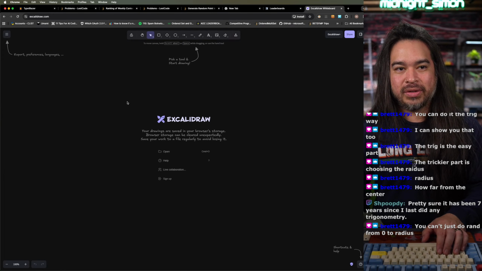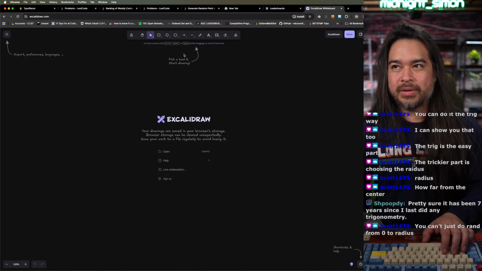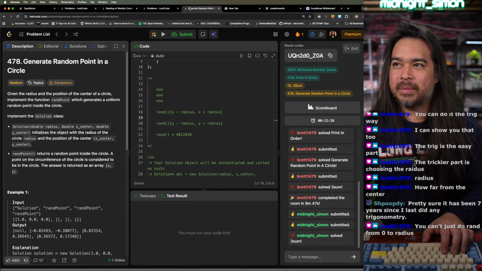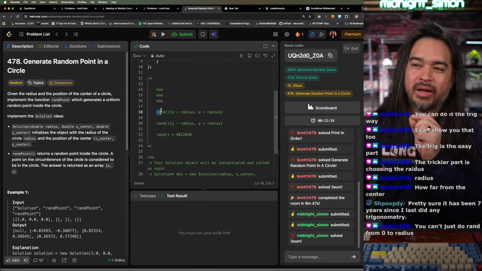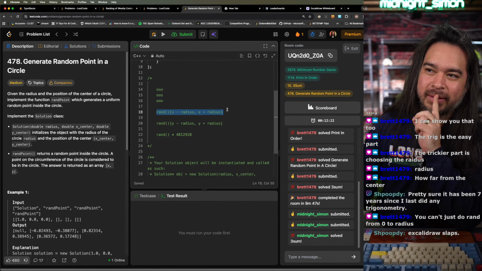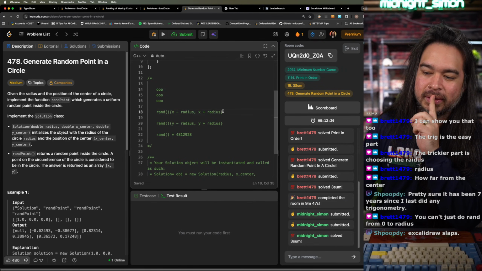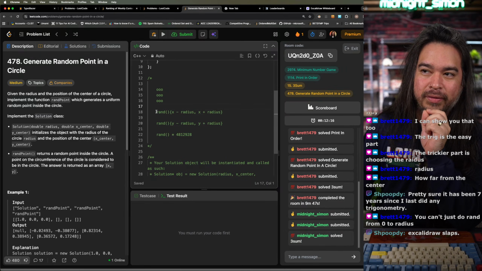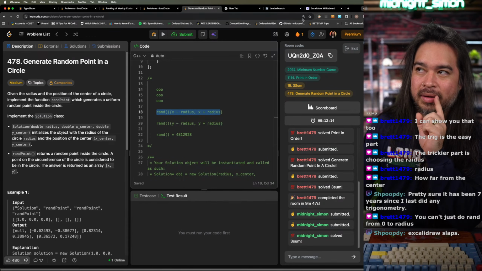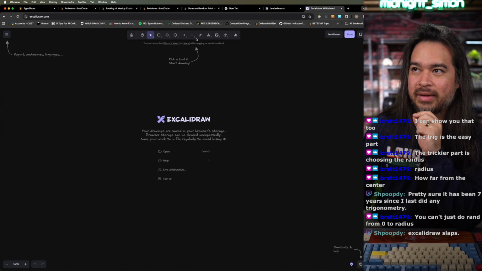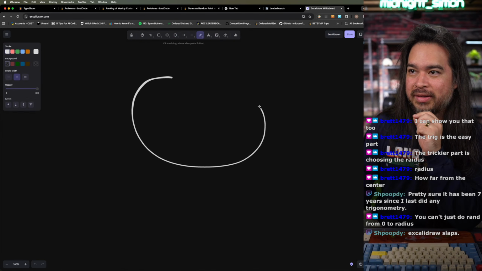You can't just do rand from 0 to radius. Not even for one of those points, like the X radius. I thought doing it for one thing. All right, let me try and see. All right, like let's say we have this.